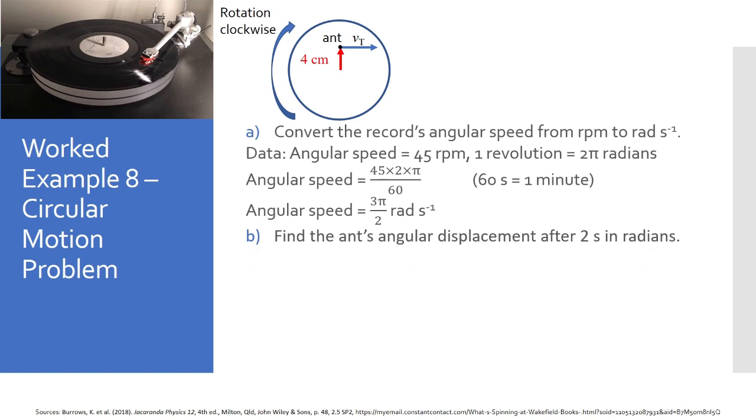Find the ant's angular displacement after 2 seconds in radians. The formula is omega, that's the small omega, standing for angular velocity, is equal to delta theta on t, that's the change in angle over time. And substituting for omega, which we had in the previous question, as 3 pi on 2 equals delta theta over 2 seconds, which, rearranging delta theta, the change in angular displacement is 3 pi radians.